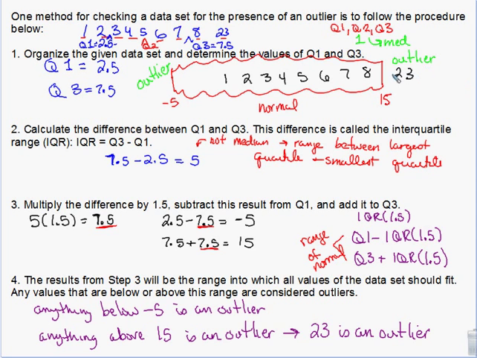Anything from 15 on, so even 15.5, would be an outlier. But 15 is not an outlier. 15 is the wall that you don't want to cross. Does that make sense? And on this side, -5 is the wall that you don't want to cross.